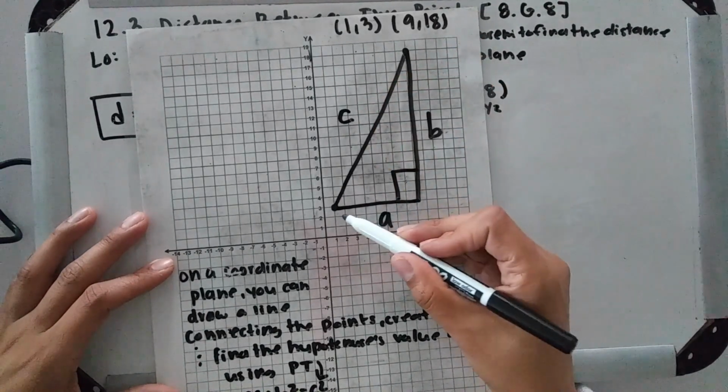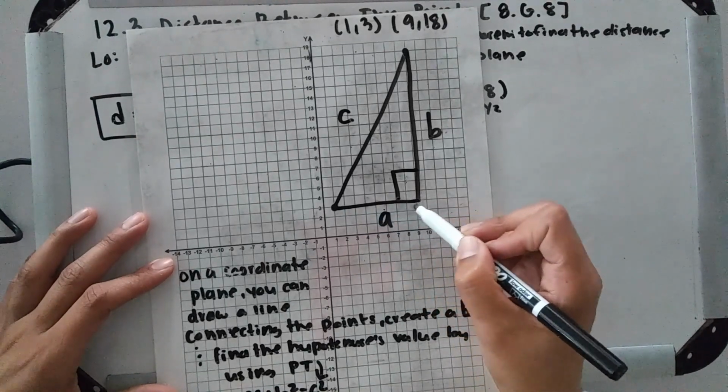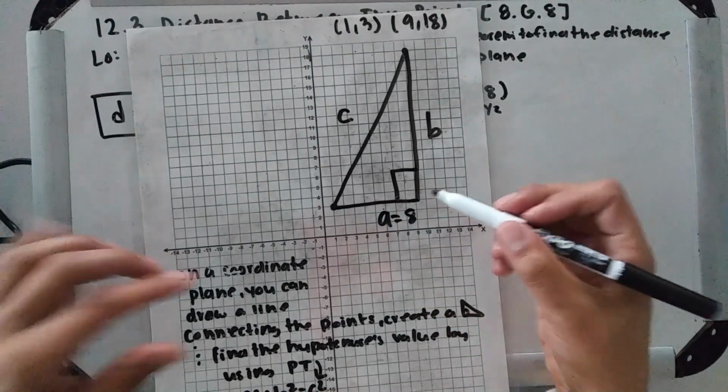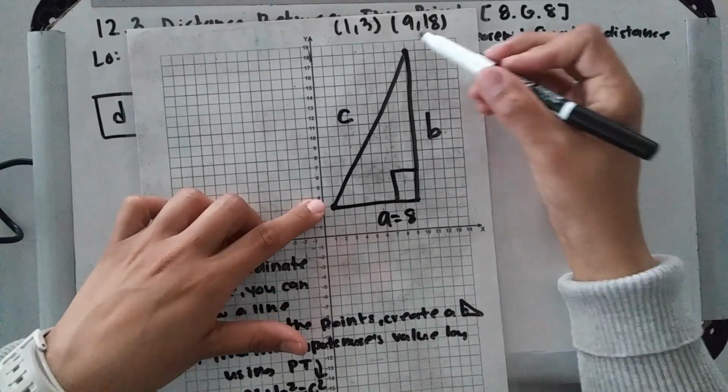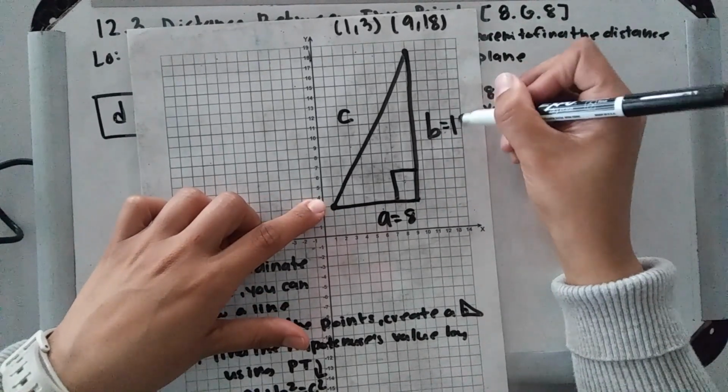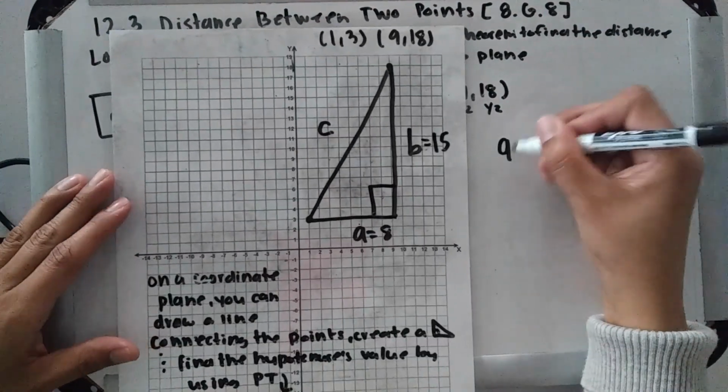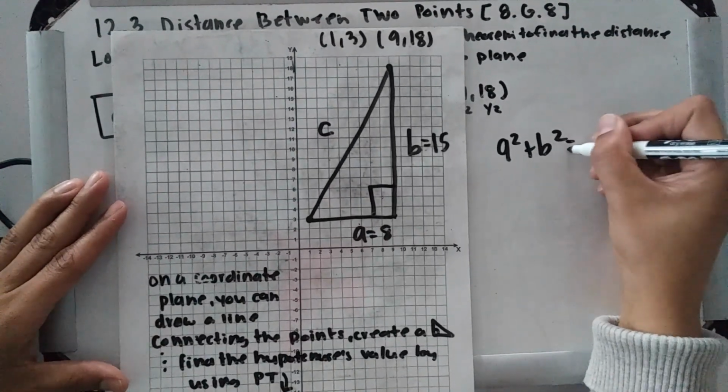C. A is 1, 2, 3, 4, 5, 6, 7, 8, so this is 8. I went from 1 to 9, so the difference between 9 and 1 is 8. And then I went from 3 all the way to 18, the difference is 15, and I don't know this one right here. So then I'm gonna use my Pythagorean theorem to find that out.